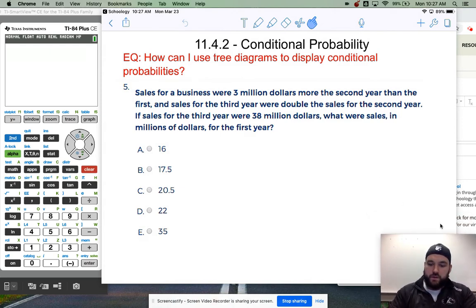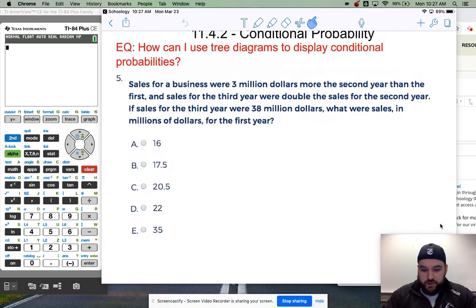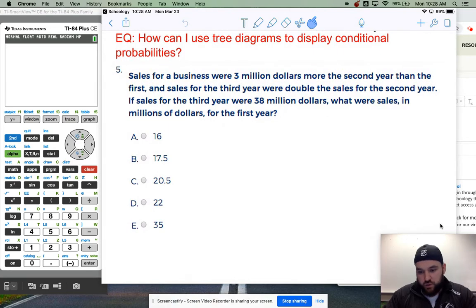All right, so for the second half of 11.4, we're going to talk a little bit more about the two-way tables we did in the first half, and then bring some tree diagrams in that are really helpful in showing conditional probability. So let's get right to it. Our EQ is how can I use tree diagrams to display conditional probabilities.